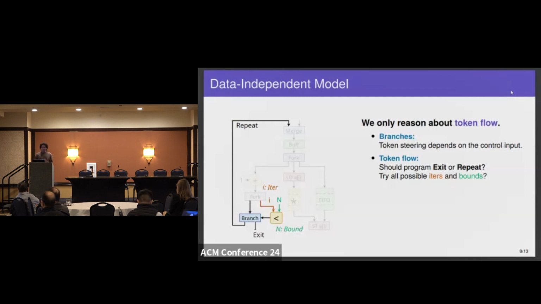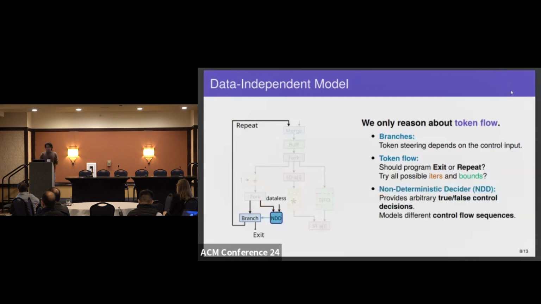So we can leverage a powerful idea, which is abstraction. We introduce a new component, which is called a non-deterministic decider. In place of the actual comparison, it provides arbitrary or randomized true or false control decisions. So without taking care of the actual values of the data tokens, we are able to model different control flow sequences.